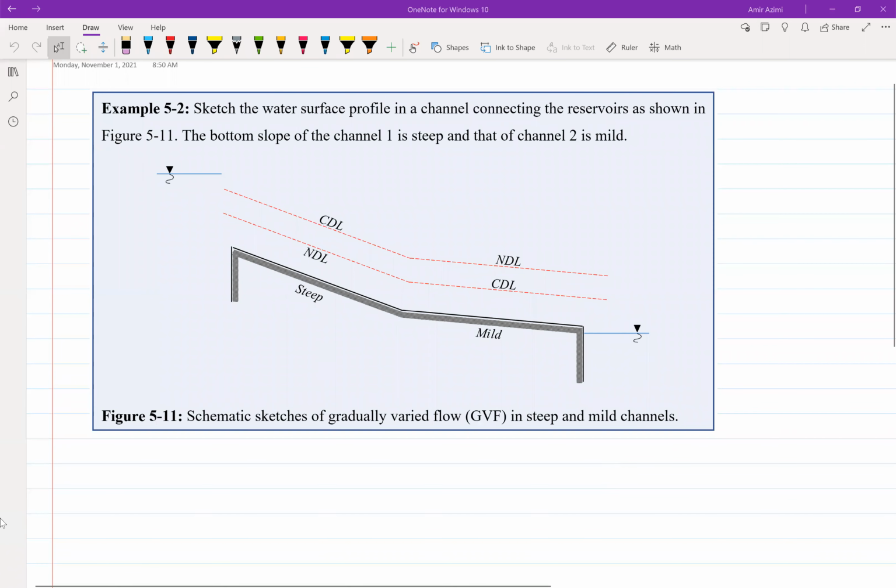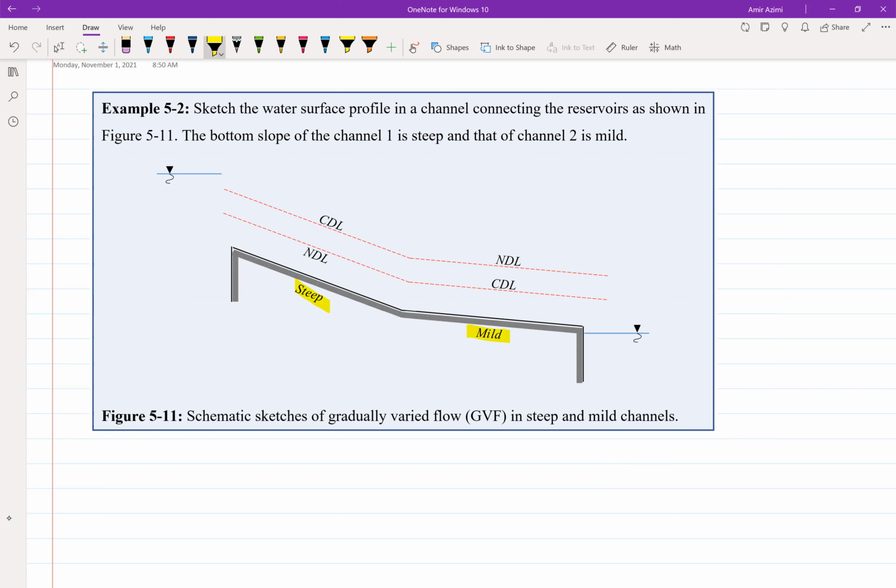Okay, example 5-2 is about the sketch of water surface profile in the channel, which connects two reservoirs as shown in the figure below. So the bottom of channel 1 is steep, as mentioned here. So we have a steep channel, and then the second channel is mild.